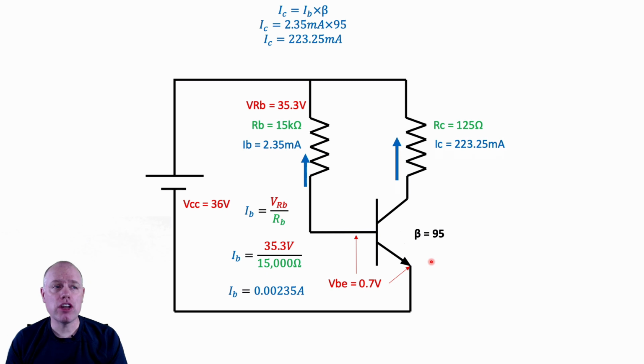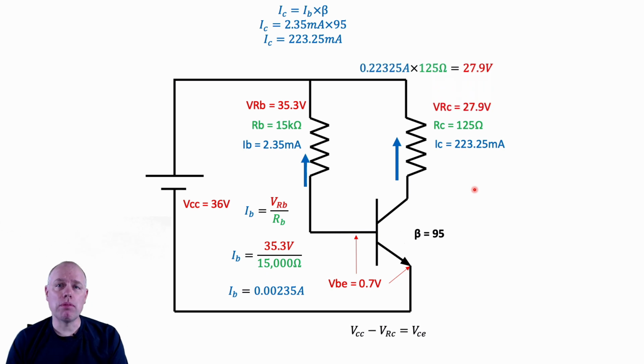So now we have the 223.25 milliamps on our IC. We can take our IC times our RC to get our VRC. So if we do that, we end up with 27.9 volts. That leaves us with one last calculation.